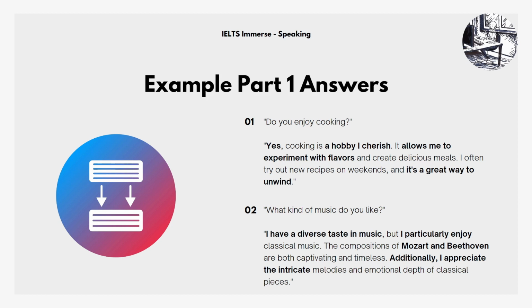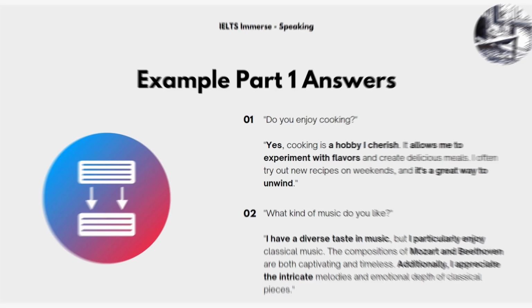I don't begin with the yes, but I imply that I mean yes. I have a diverse taste in music. I also go on to explain that I like Mozart and Beethoven, and additionally, I appreciate the intricate melodies and emotional depth of classical pieces. So I have explained that I have a diverse taste in music, and I've also used one example that I personally like, which is classical music, and then some examples of what types of classical music I like. Remember, we're adding depth to these part 1 answers.